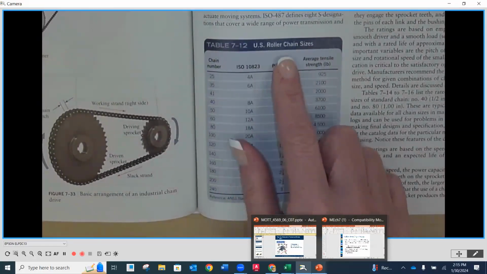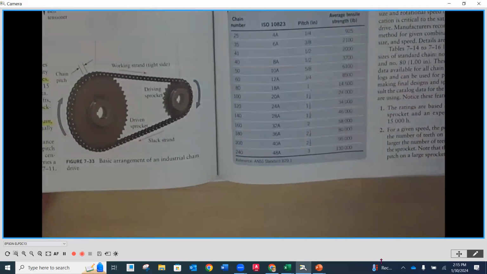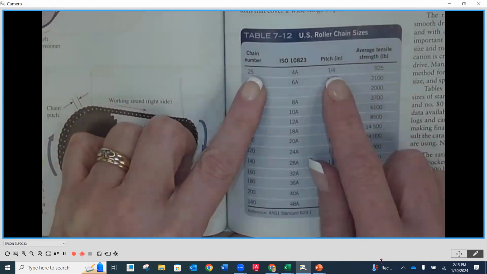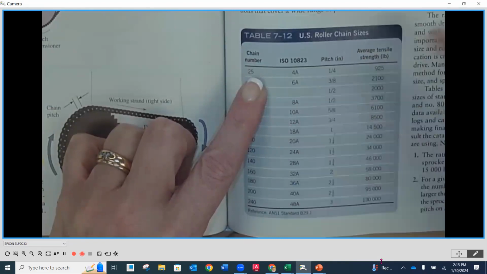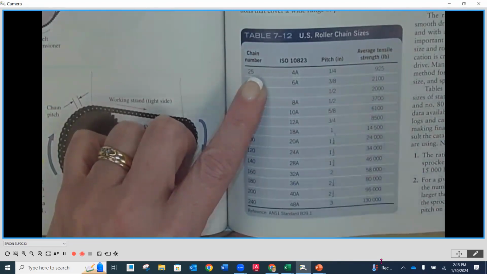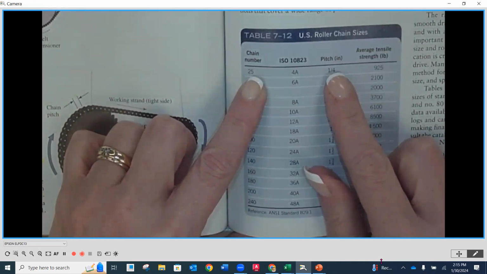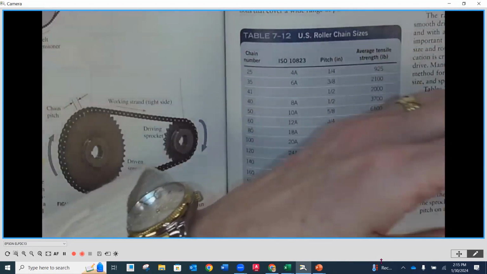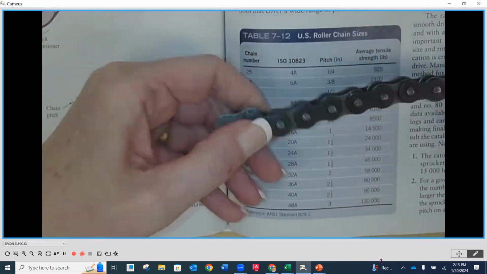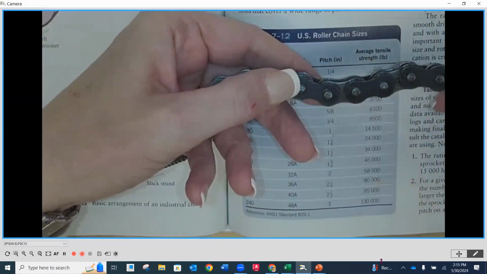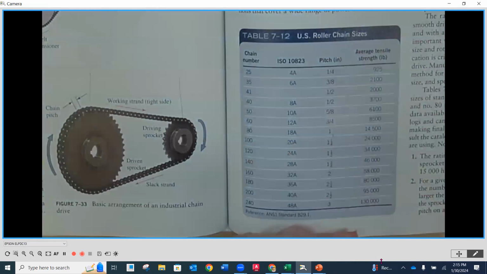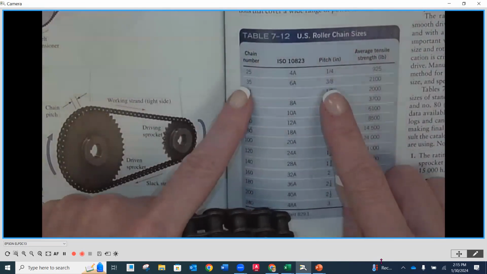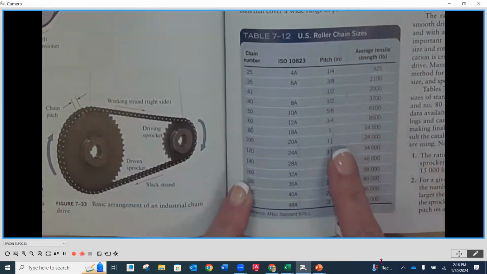So underneath here, table 712 are US roller chain sizes, and the chain sizes are going to correspond to numbers. And those numbers then are going to have a distance in inches called pitches. Now, a chain pitch is going to be the distance from one feature on one roller to the same feature on the next roller. So as we look here at our chain, if I would measure from the center distance of this pin to the center distance of that pin, that will be my pitch in inches. So the physical distance.